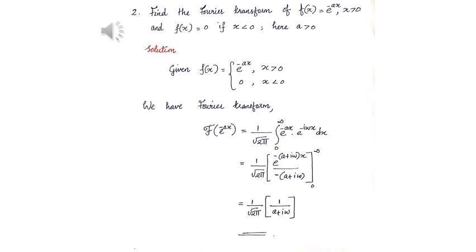After giving the limit, the e raised to minus infinity will be 0. Then we will get the lower limit and there is a negative sign. So negative into the denominator's negative will give positive and the answer is 1 by root 2 pi into 1 divided by a plus I omega.